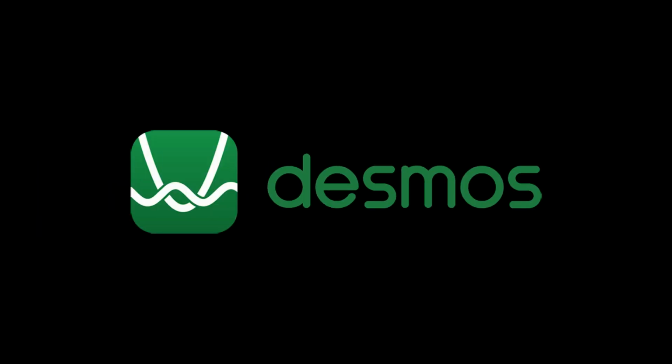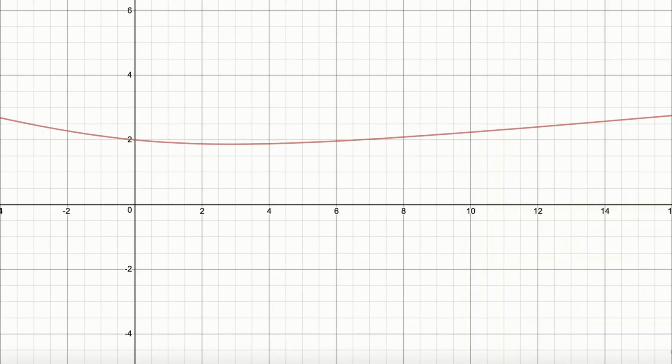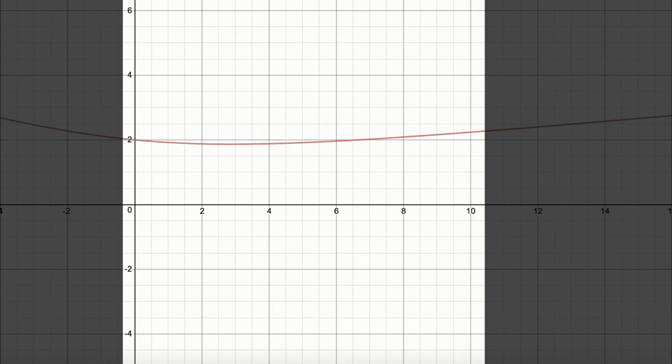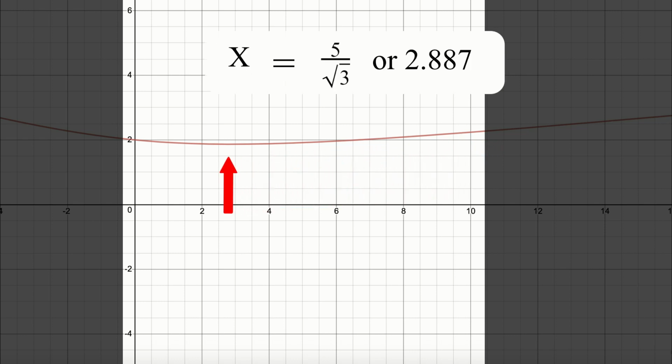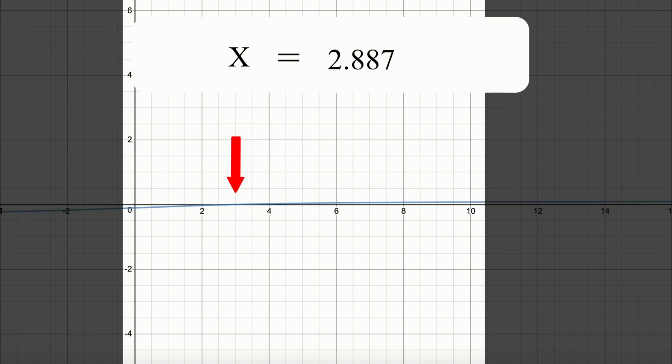We can confirm our answers by looking at graphs of the equation as well. If we graph our equation for time from x equals 0 to x equals 10, we will see that the graph's lowest point is at x equals 2.887, which is consistent with what we first found. This is the minimum, where the slope is 0. To confirm this even more, we can graph the first derivative. The graph of the first derivative crosses the x-axis at the same x value, confirming that the point is indeed the minimum.